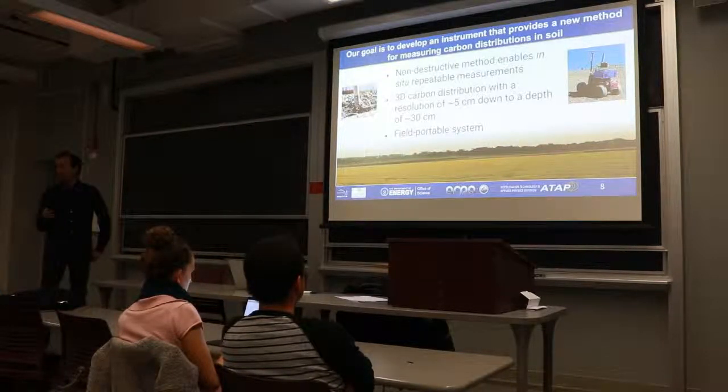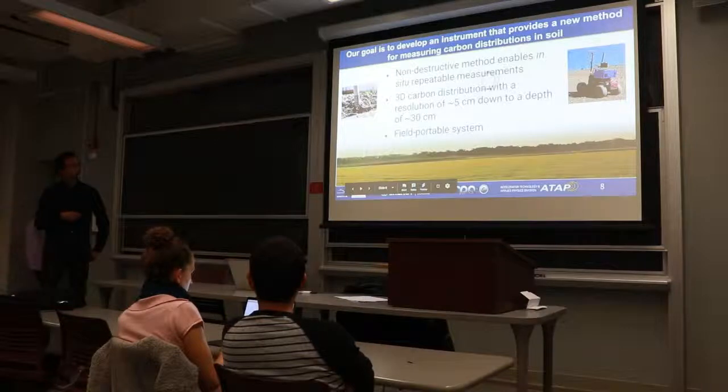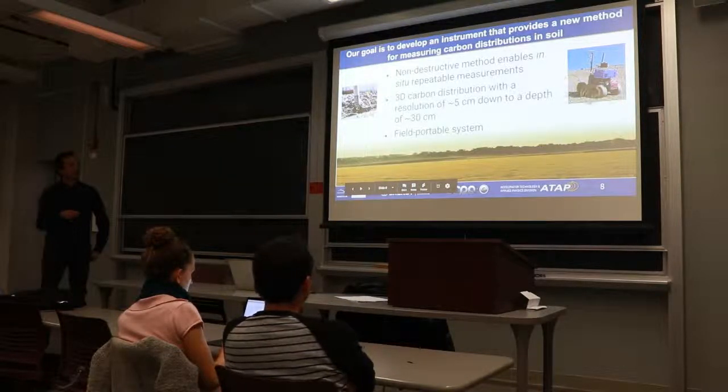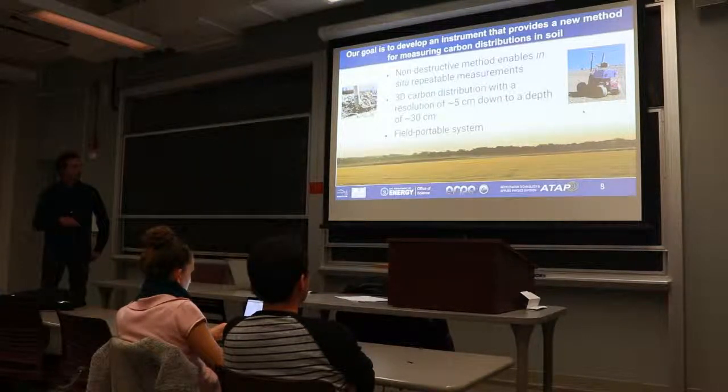And then it should be a field-deployable system in the end. At the moment, what people do is take a shovel, they call it shovelomics, and then measure the depth. But we want to end up with something like this. This is a picture of a prototype of a Mars rover, something mobile that you could, in principle, use in the field. It could be on a truck, and it doesn't have to be larger than this, but something that you can do field measurements with.